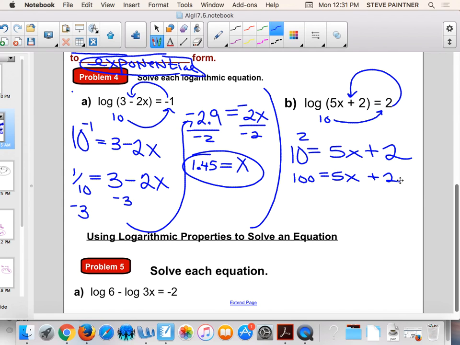Say it, just say it. Minus 2, then divide by 5. Minus 2, divide by 5. I get 98 equals 5x. x equals, after you divide by 5, what? 19.6. Okay.